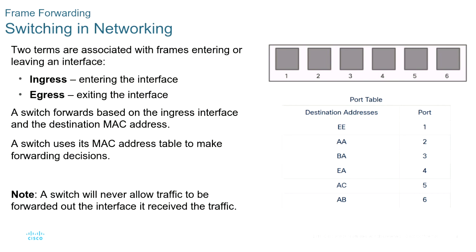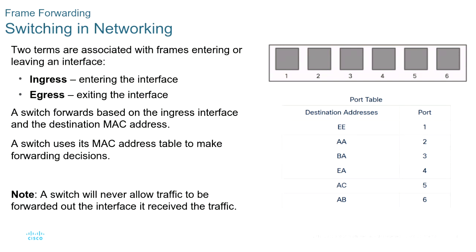So if the host machine, your desktop PC that's plugged into port number one with a MAC address of EE, sends information to the server, which has a MAC address of AA and is plugged into port number two, well, it looks at this MAC address table, and he's already learned that. So he will gracefully forward that Ethernet frame to port number two, and the other guys on ports 3, 4, 5, and 6 won't hear anything. So switches use their MAC address table to make the forwarding decision. Should I filter, should I forward, or should I flood?